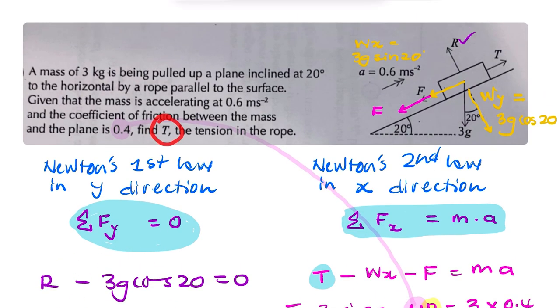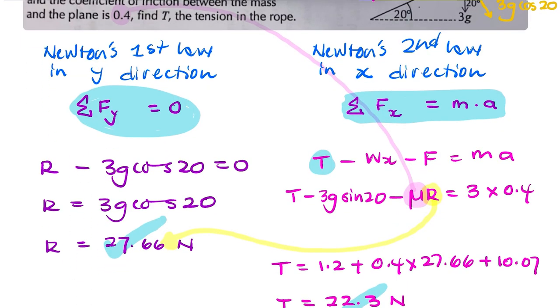So the key is to decide whether you're using Newton's first or second laws, then to resolve the weight into a horizontal and vertical component, and then just to add the forces up, making sure that you use the right signs. So when forces are in opposite directions, they have to have opposite signs. And usually you would find the normal reaction force from the y direction and then insert that into your friction force in the x direction.